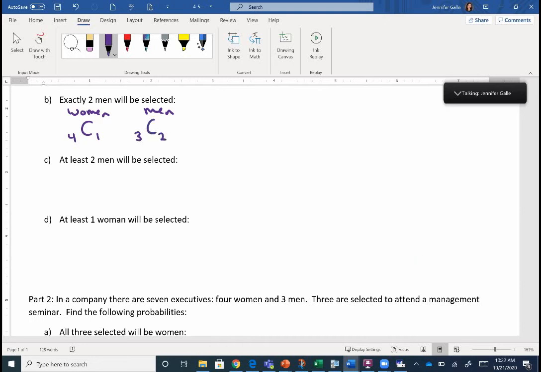I want both of these things to happen. I need 1 woman and 2 men. So we're going to multiply that together. I need both of those to happen. When I need both, we have that keyword and. We're going to multiply those two together to get what we need. So we should end up, if you did the stuff in your calculator, you should end up with 12.